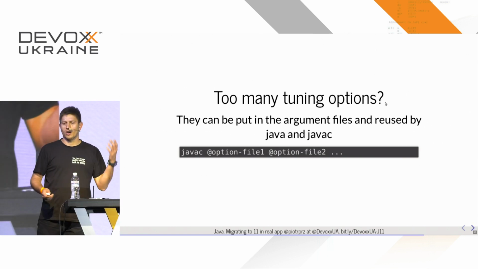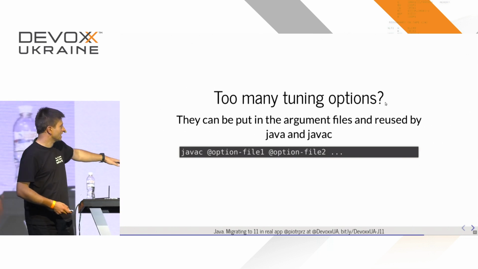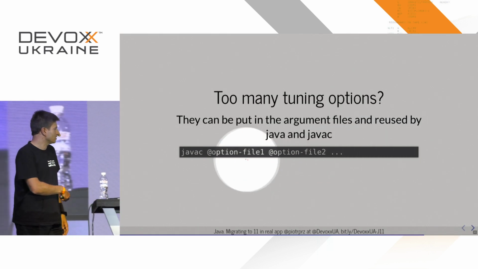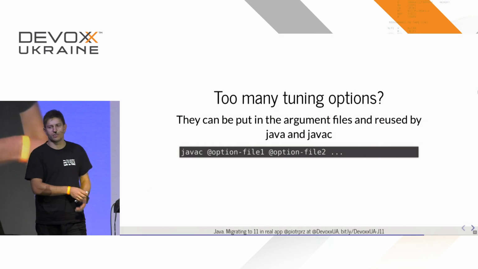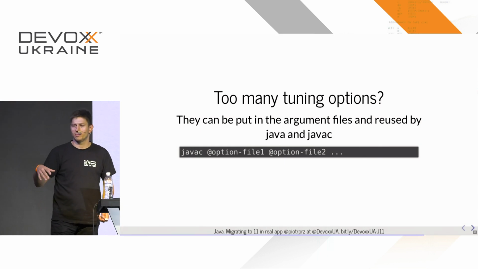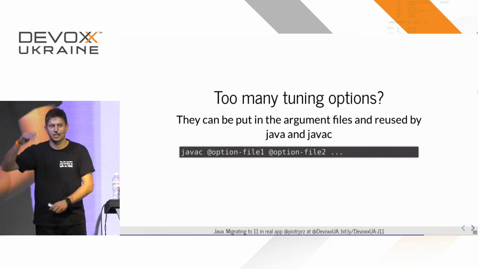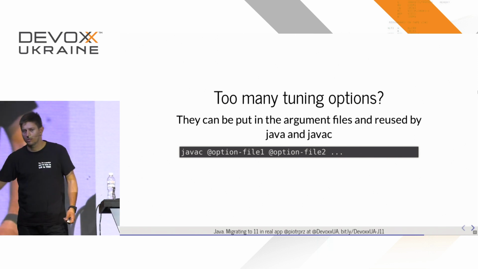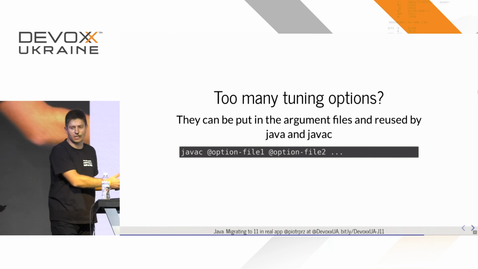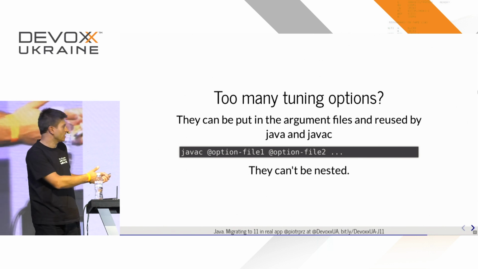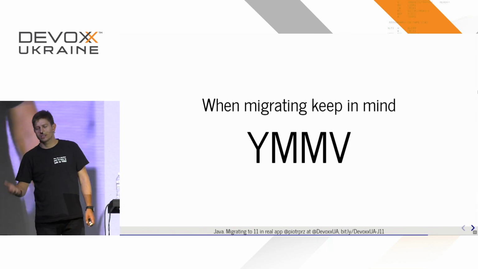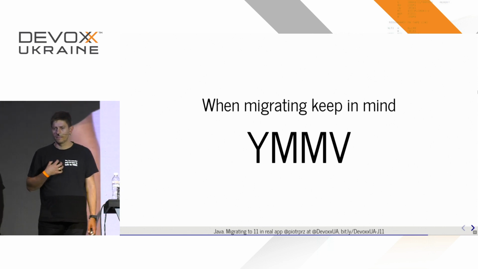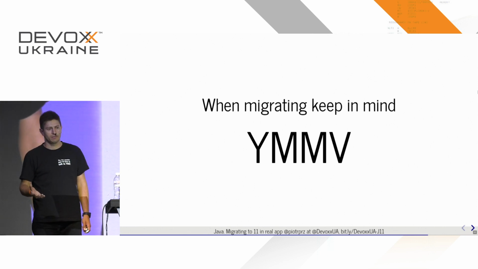And if you have too many options like this, you can put them into flat text files and just use them with this @ notation. So you have @ this file or @ this file, just to save you a lot of typing, because one library might require, let's say, 50 add-opens, another might require 70 add-opens, and so on. That's why you can keep them in these flat text files, which can't be nested. And remember, guys, your migration won't be the same as the ones I had. Your mileage might vary, basically.